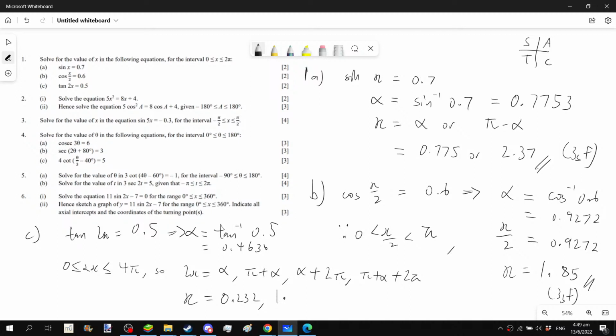Make sure to divide by 2 because the unknown you're finding is x. And make sure once again you leave your answer to 3 significant figures.